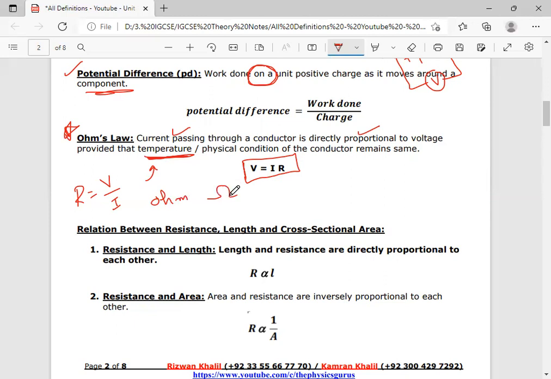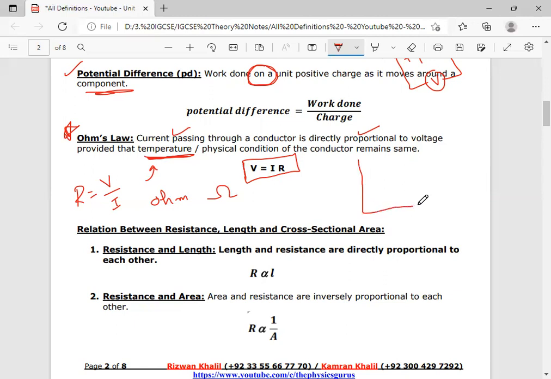Actually, resistance is the property or characteristic of a substance which opposes the flow of current passing through the conductor. So what is the formula of resistance? R is equal to V over I. And what is the definition of resistance? The ratio of voltage to current is called resistance, and its unit is ohm.